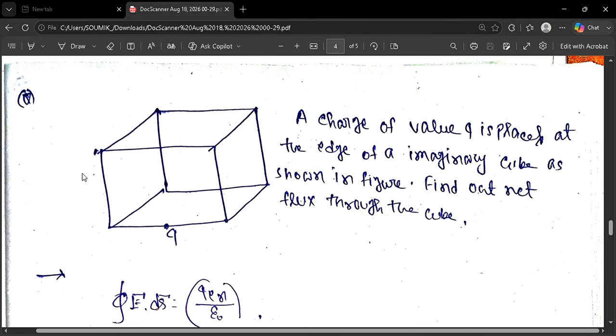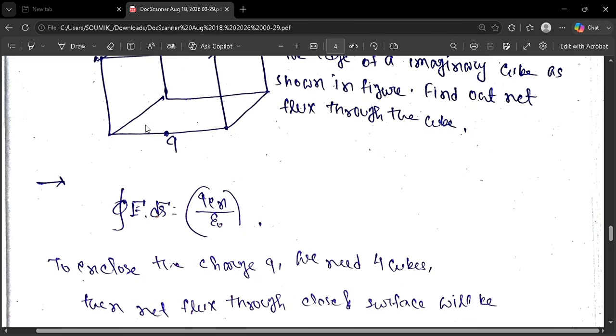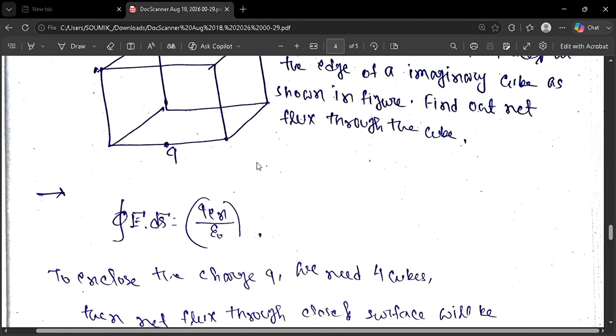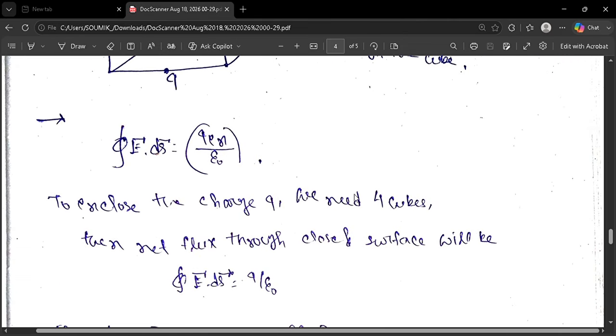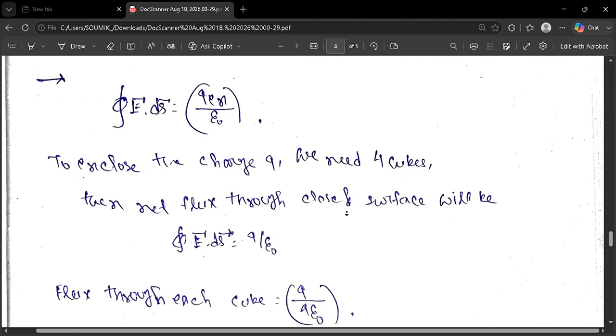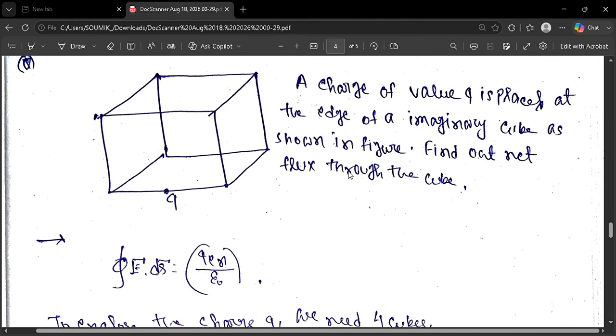One cube coming from this left side, and 2 cubes are needed at the bottom, to enclose the charge q. So we need 4 cubes to enclose the charge q, and then the electric flux through the closed surface will be q by epsilon naught. Each cube will contribute q by 4 epsilon naught, from symmetry analysis. To enclose the charge q, we need 4 cubes here.